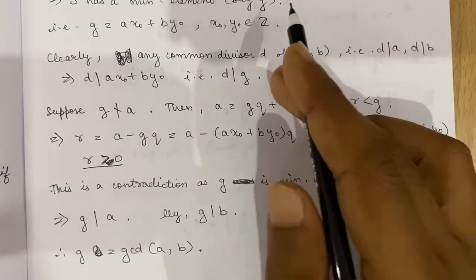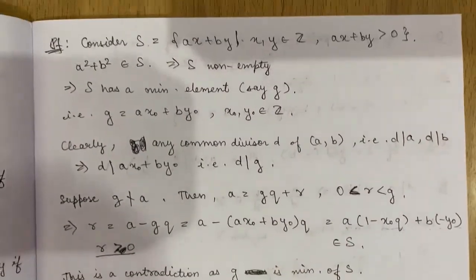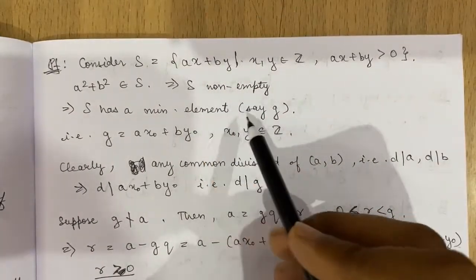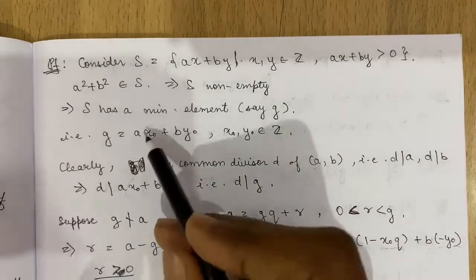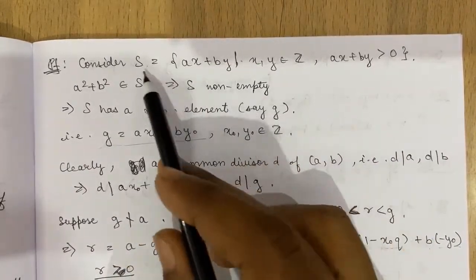Existence, because this set S exists and the minimum element of the set exists, and linear combination by the property of the construction of the set S.